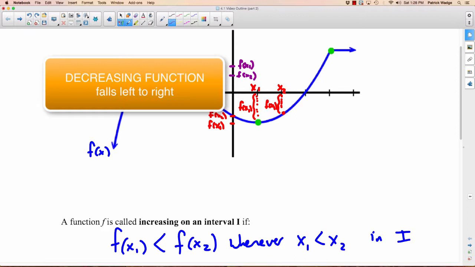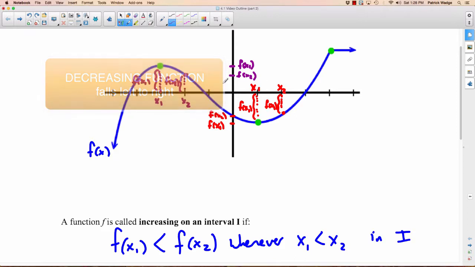See, this is the key. You're probably sitting here going, why are we doing all this? This is so complicated. Just look at the function and you can tell where it's increasing or decreasing or not increasing or decreasing at all. But we don't want to always be drawing these functions.